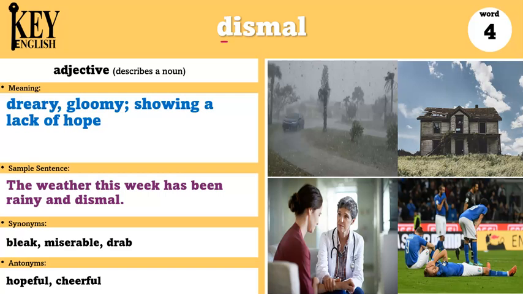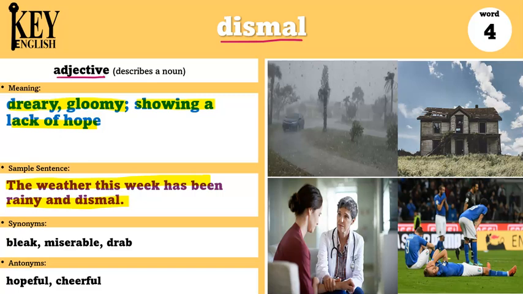Our next word is dismal. Dismal is an adjective, and dismal means dreary, gloomy, showing a lack of hope. For example, the weather this week has been rainy and dismal. So dismal means something is dark, sad, or hopeless. You can use it to describe a place, a day, or even a feeling.